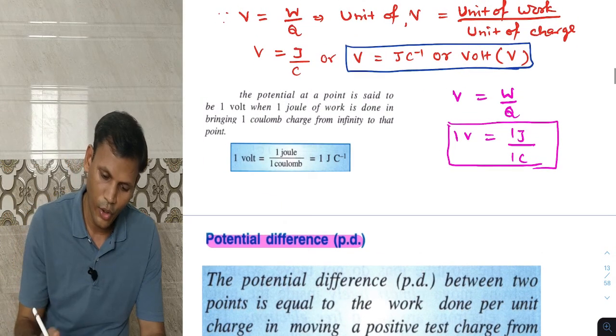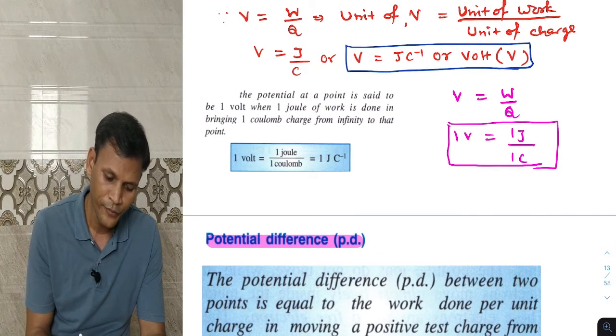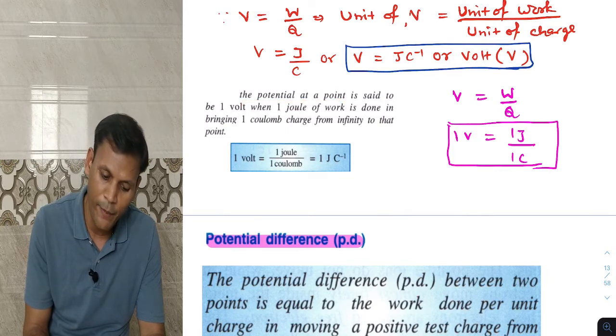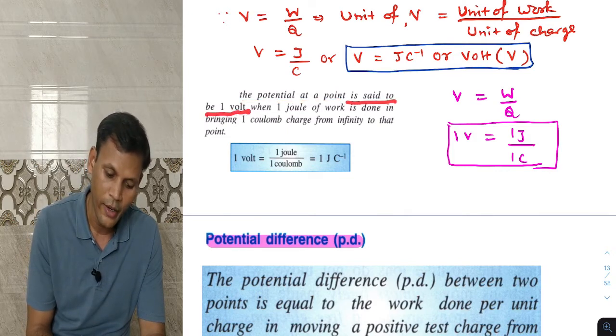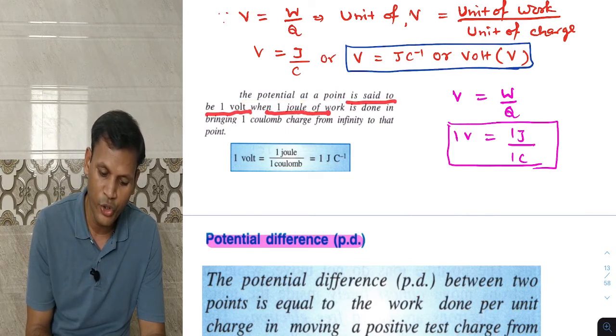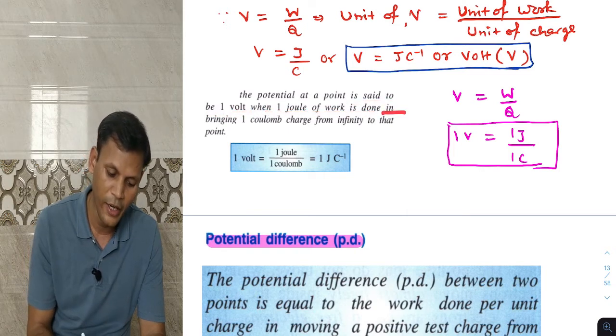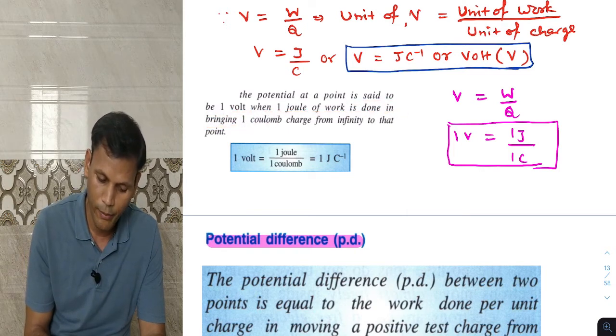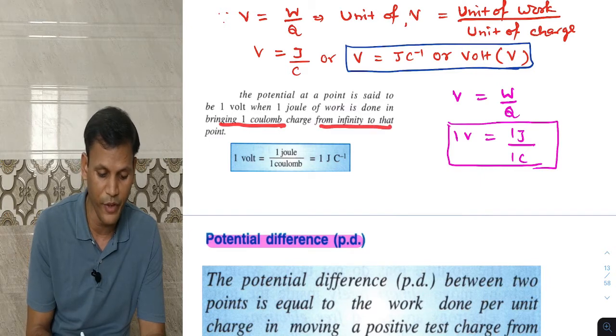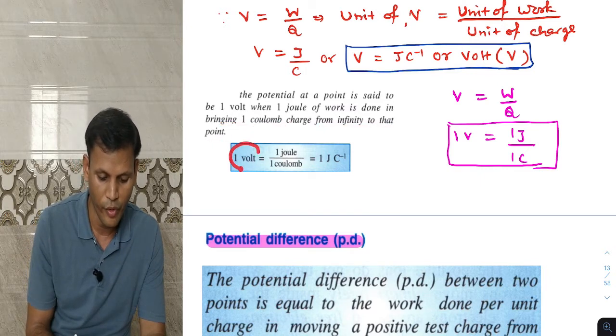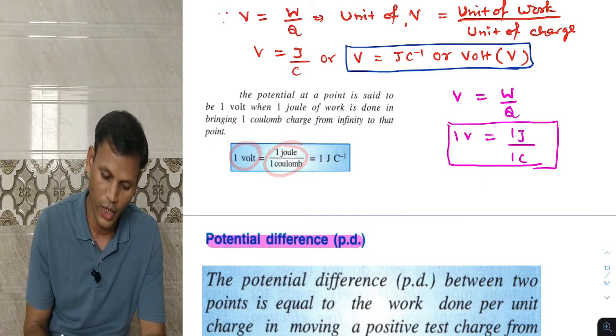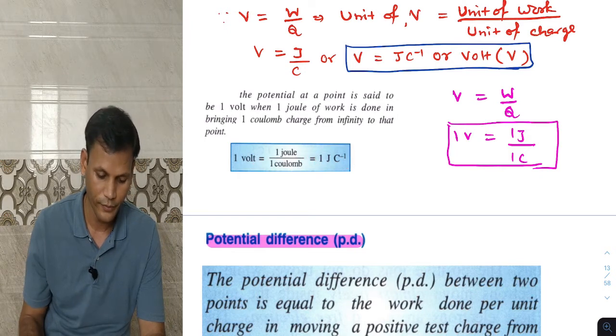The definition is here. The potential at any point is said to be 1 volt when 1 joule of work is done in bringing 1 coulomb of charge from infinity to that point. 1 volt is 1 joule upon 1 coulomb.